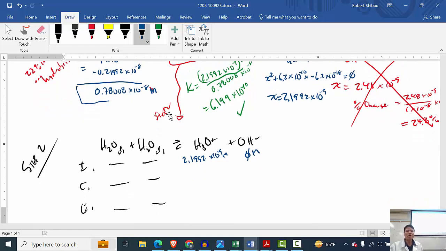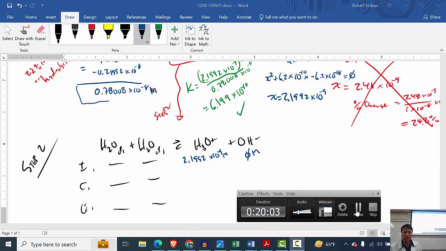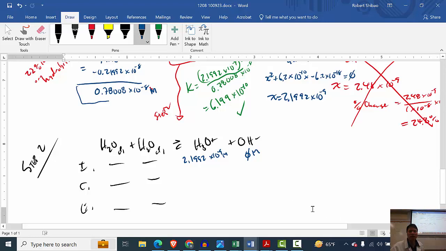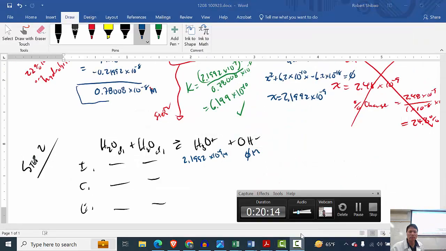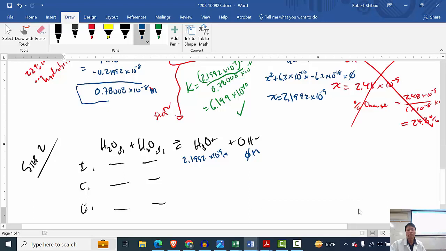Okay, now why don't you finish this here and figure Kw. So figure out how much additional hydronium we get from the water autoionization. Okay, did you get it?